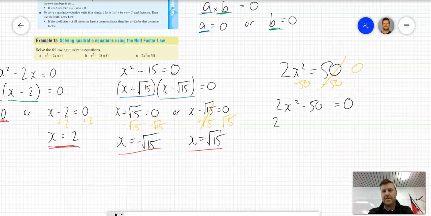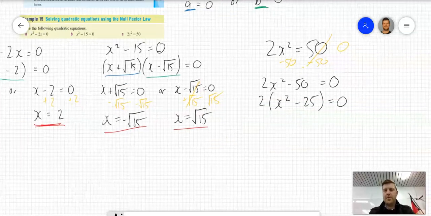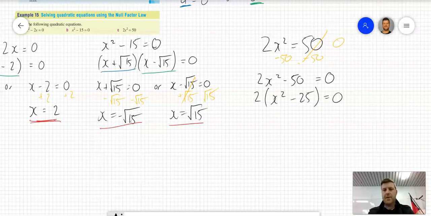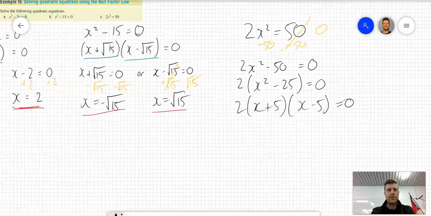Again, I've got a common factor. Let's take that out first. It's 2. And then I'm going to factorize further using difference of perfect squares. Alright, and from there I can solve using the null factor law.